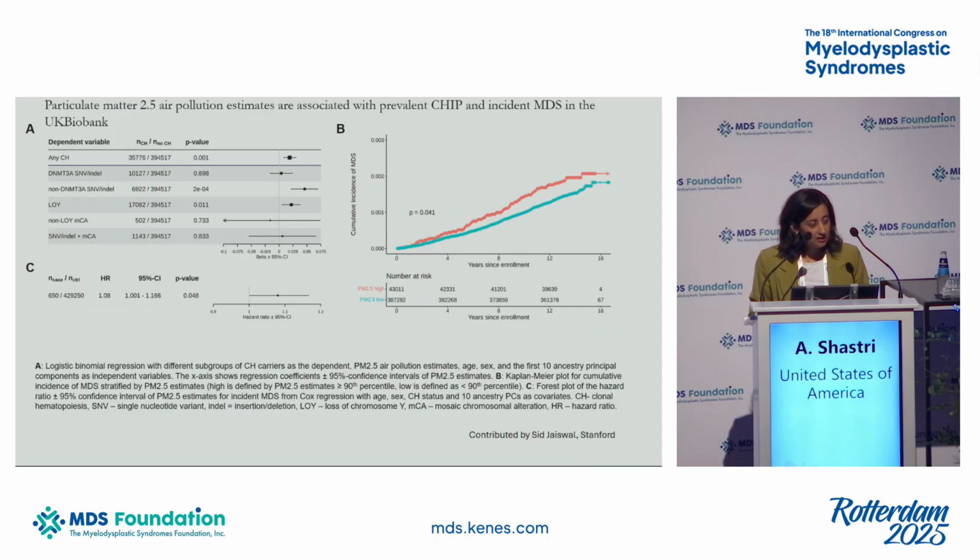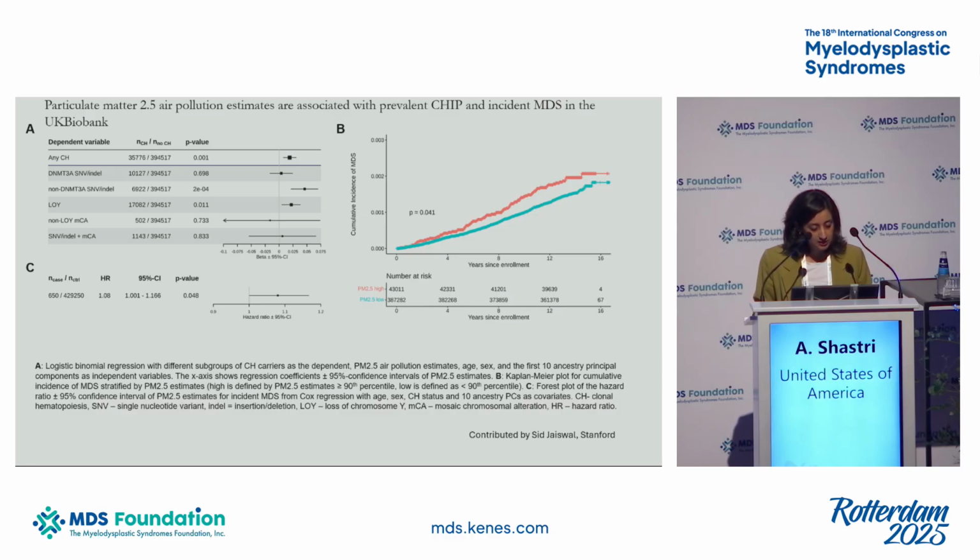So this is some nice data that was given to us to correlate what we're finding from the UK Biobank by Sid Jaiswal at Stanford. And here for CH, we could see that we had a significant p-value as a correlate for PM2.5 exposure. And this was primarily driven by the non-DNMT3A type of CH as well as loss of Y.